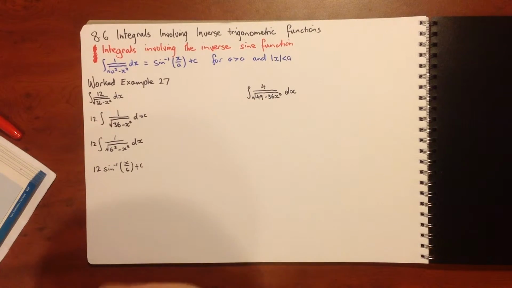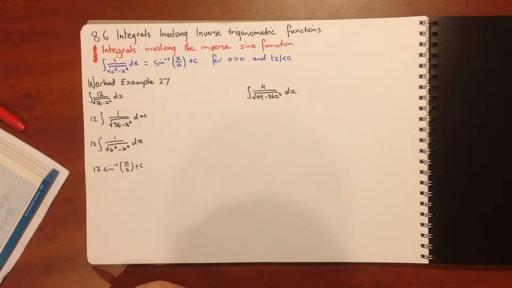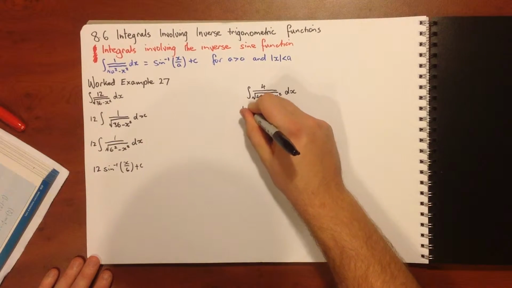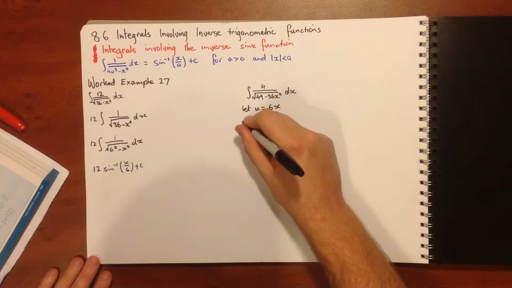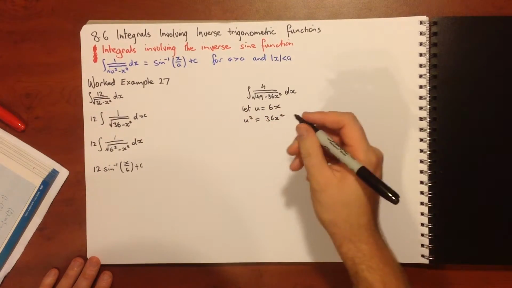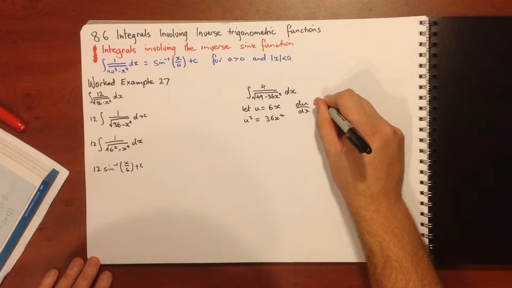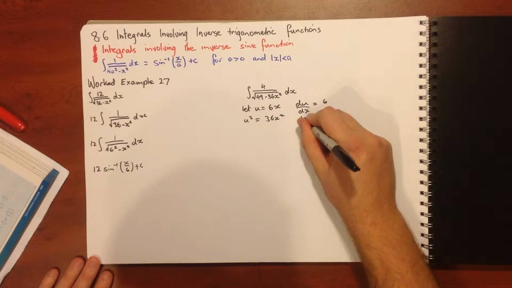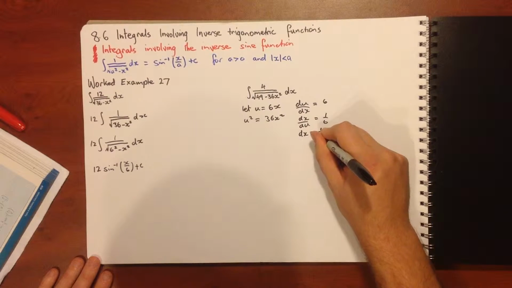If we have a look at the next one, where we've got the integral of 4 on the square root of 49 minus 36x squared dx, what we need to do is a substitution. Let u equal 6x. Then u squared equals 36x squared, which we like. Our du dx is going to equal 6, which means dx on du is 1 on 6.